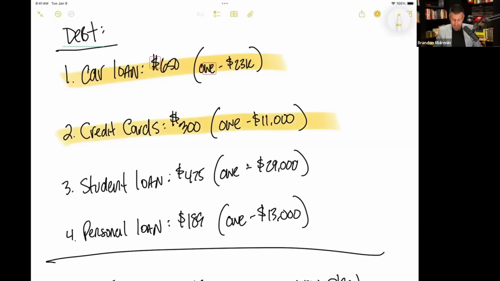Next, this is just all averages, by the way. You can Google all of this. They owe about $11,000 in credit card debt. The average minimum payment on these credit cards is about $300 per month, or about 3%. They have a student loan. On average, the average American's got about $29,000 of student debt. The payment on that debt is about $475. And then personal loans, and they owe about $13,000, and they owe $189.